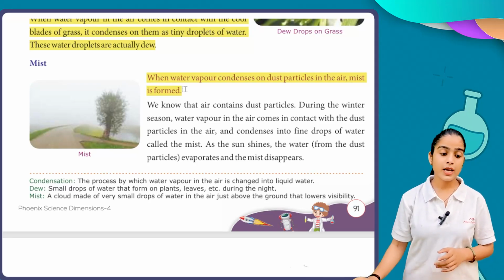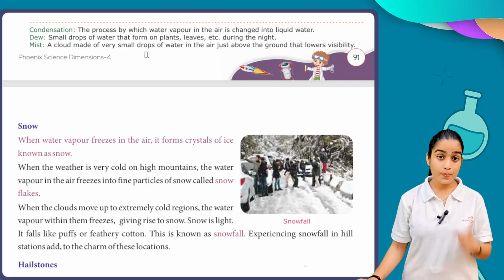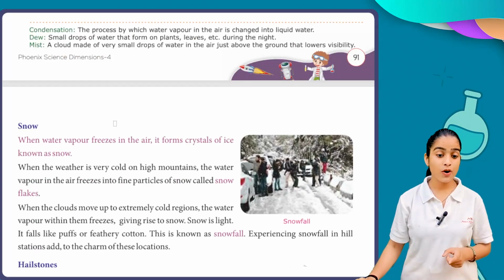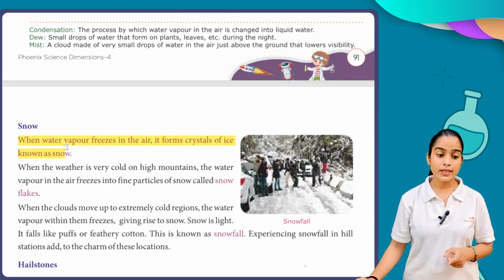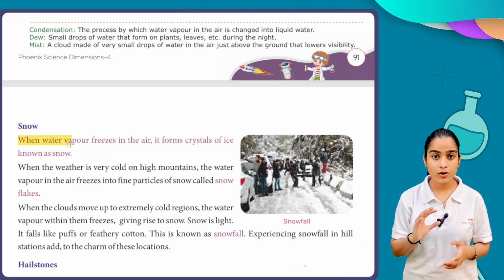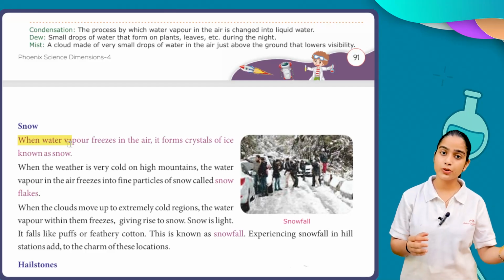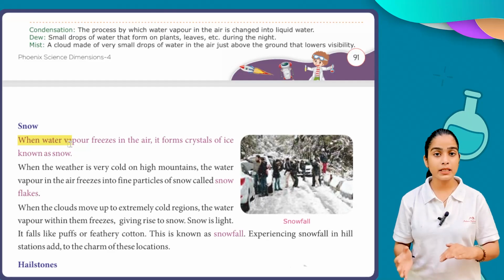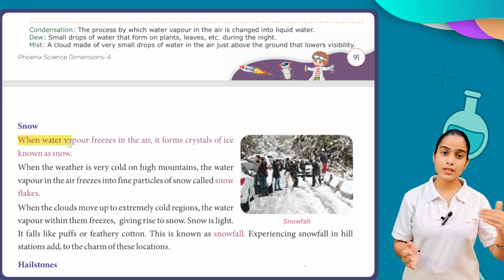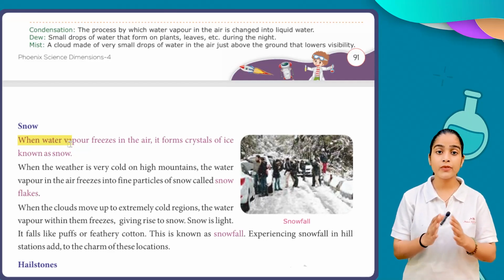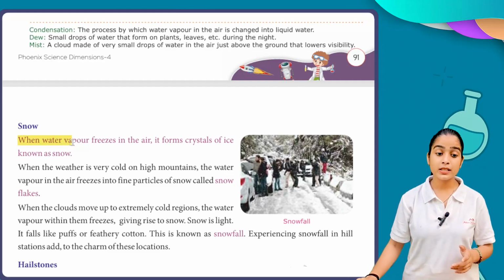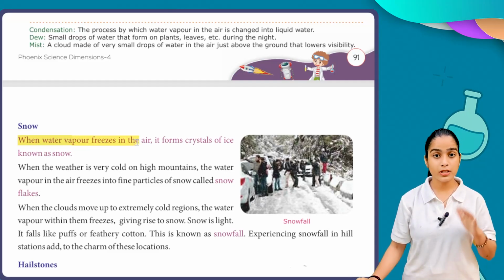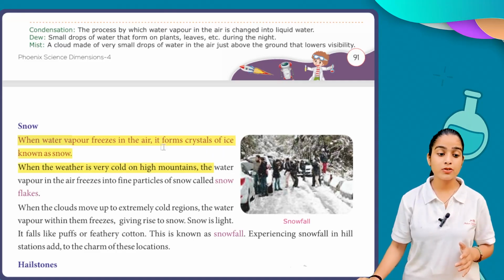Okay. Next we have snow. When water vapors freeze in the air, they form crystals of ice known as snow. So what we understand, when water vapors get in contact with leaves, they are converted into dew. When water vapors contact the dust particles in winter season, that is mist. Now when water particles freeze in the air, because the temperature is very cold, they form crystals of ice which is known as snow.